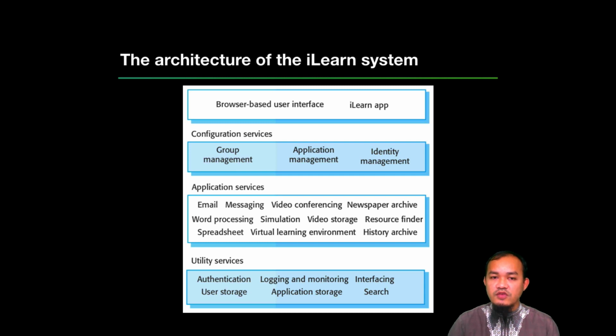The second layer will be configuration service. The third layer will be application services, and the last layer will be utility services. For each layer, there are functions that it provides. Each layer works with an interface, connecting from the top to below, and from below to the top. This is layers.